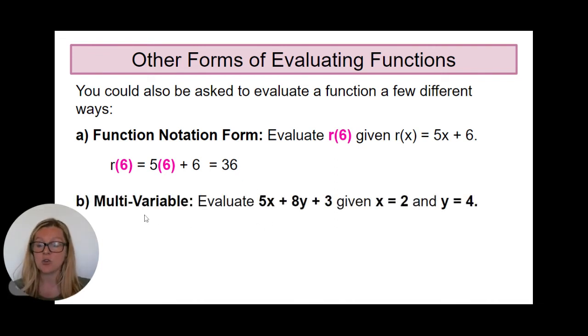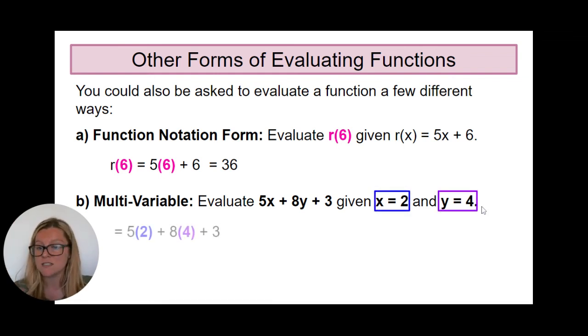And lastly, you could have a multivariable equation. So sometimes they'll give you an expression with x's and y's, maybe z's, and they'll give you x is equal to, y is equal to. Y'all, all you're doing is finding the variable, plugging in what number it says, and then just using order of operations to solve. So we plugged in 2 for x, we plugged in 4 for y, and then we're just solving this guy, and we would get 45. So it's really not super hard. It's just making sure that you're plugging in the right number for the right variable.